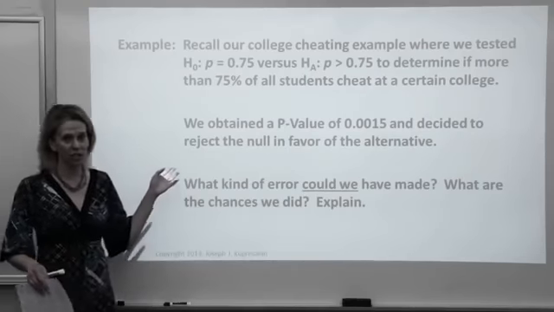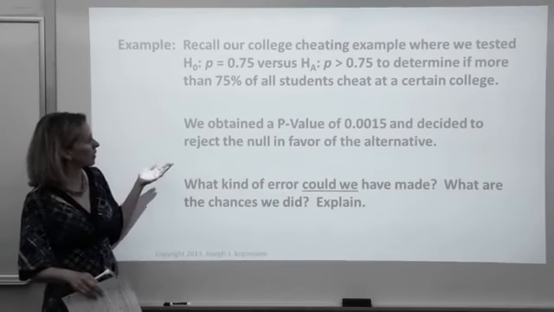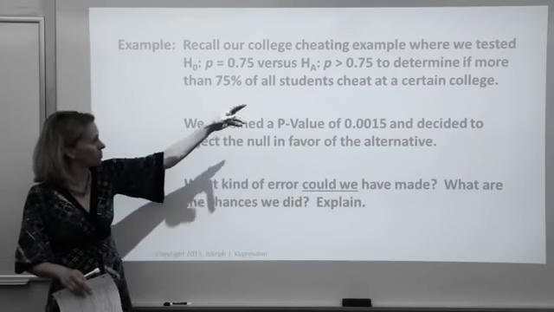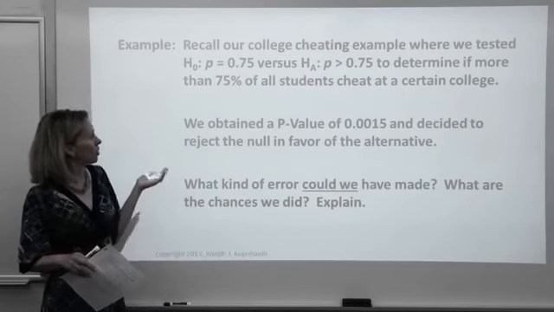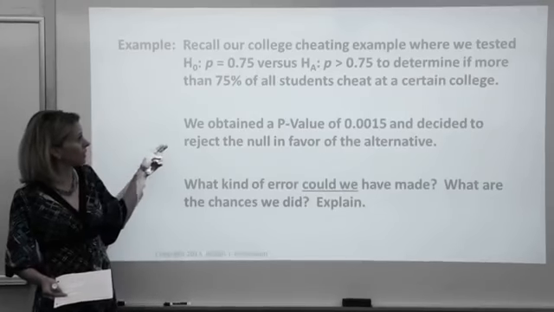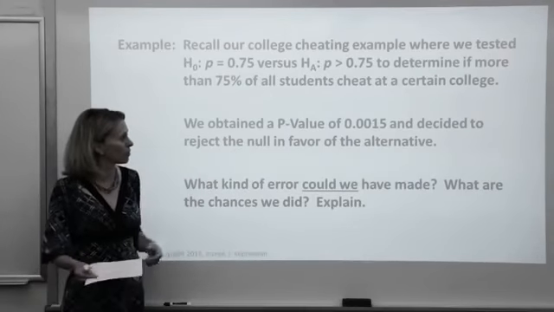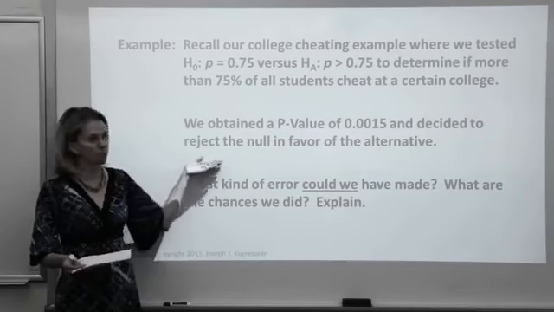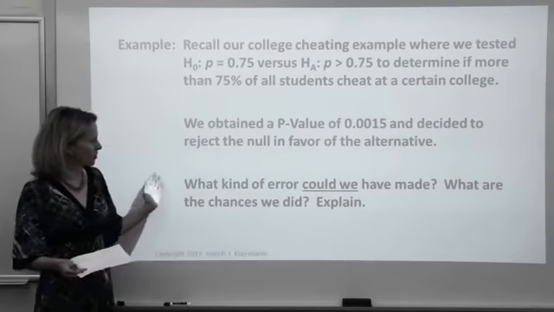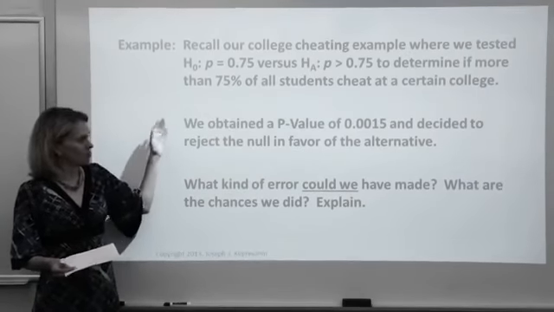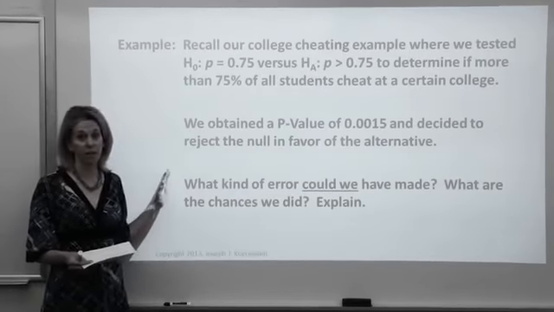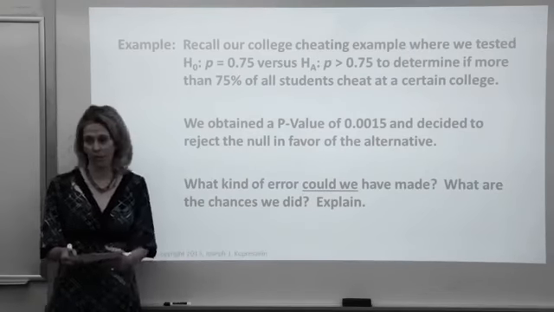Recall we looked at this college cheating example a few lessons ago where we looked to test is the proportion of students that cheat 0.75, 75%, versus is it more than that? We wanted to determine if more than 75% of college students cheat. So we obtained in that test a p-value of 0.0015. Based on that, we rejected the null hypothesis in favor of our alternative. So the question with this one is, in rejecting the null hypothesis in favor of the alternative, what kind of error could we have made? And what are the chances that we did?